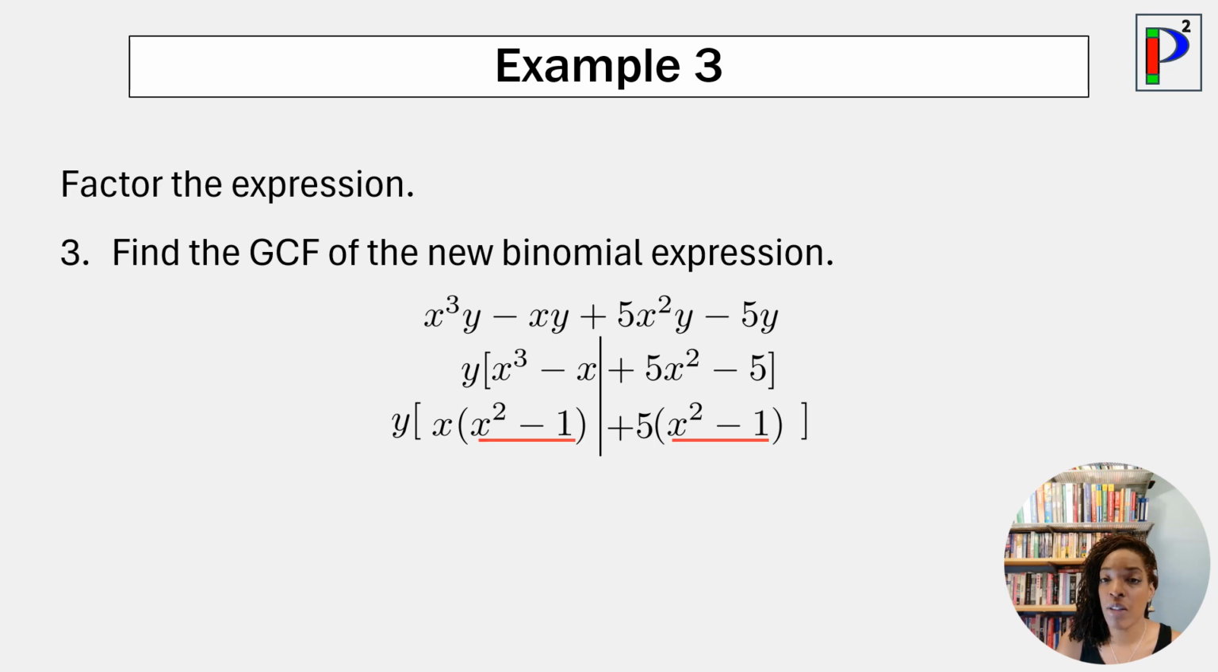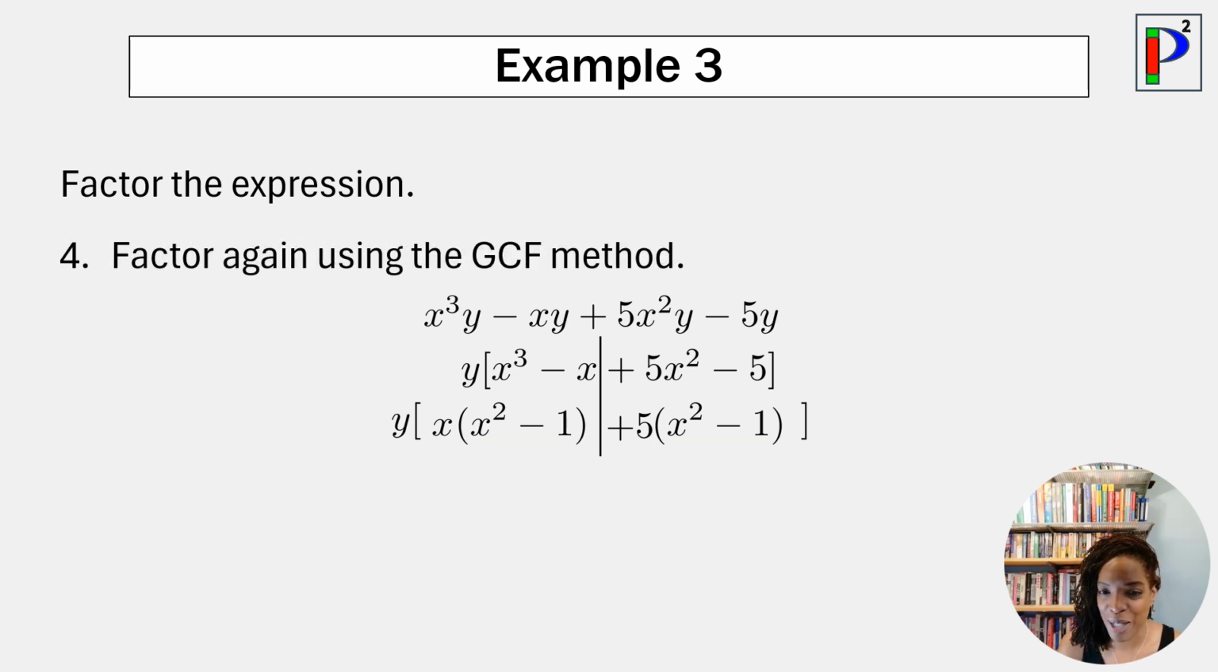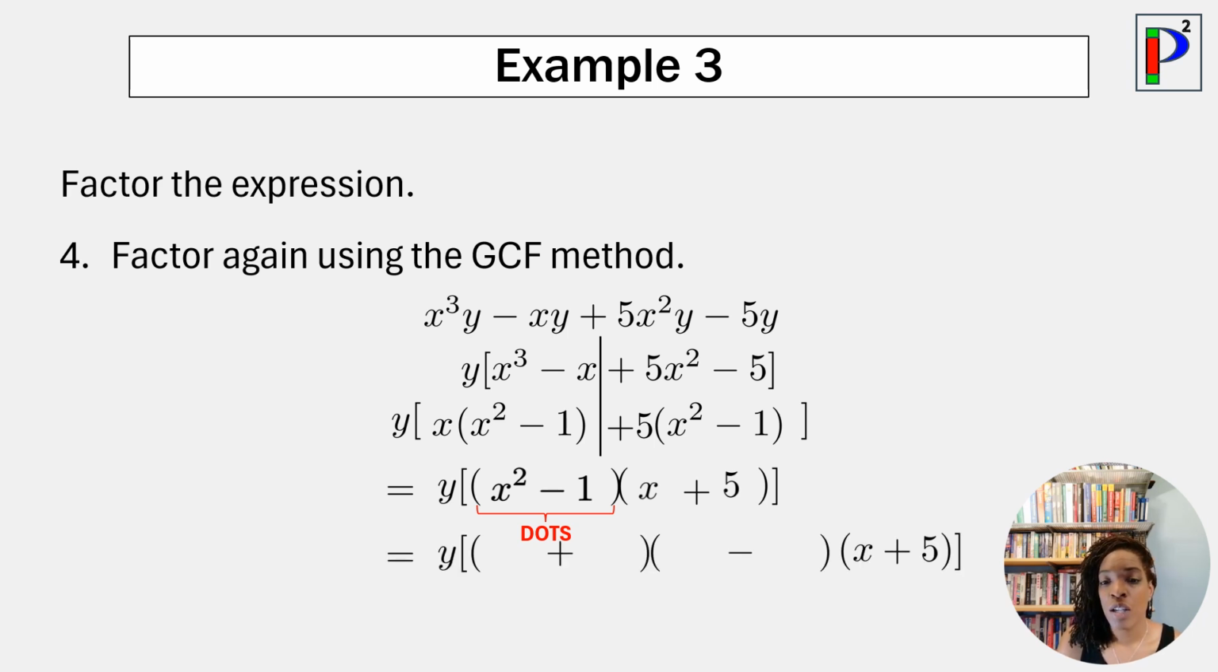Now we need to find another GCF in our new binomial expression, which is x squared minus 1. I'm going to factor again using the GCF method, and then I notice x squared minus 1 can be factored again using dots. So I'll factor using dots, and I'm good to go.